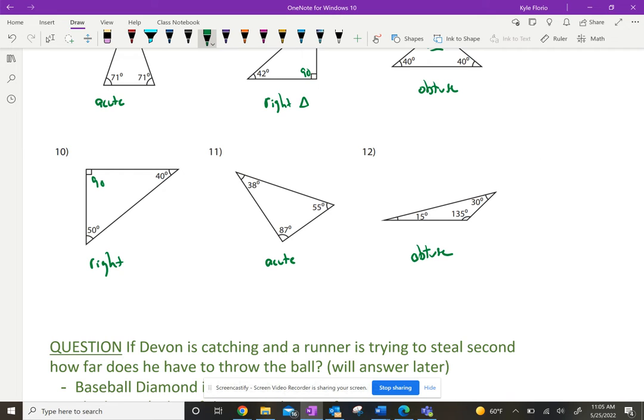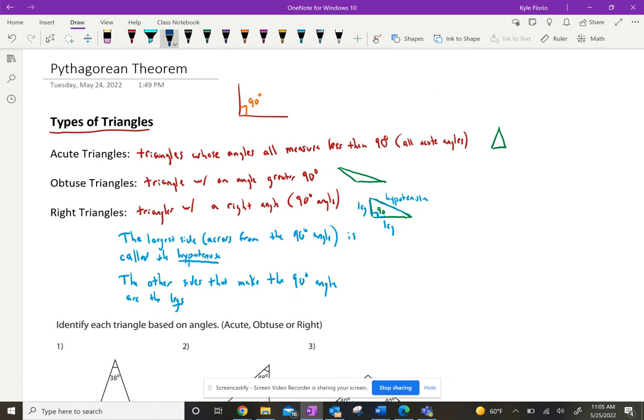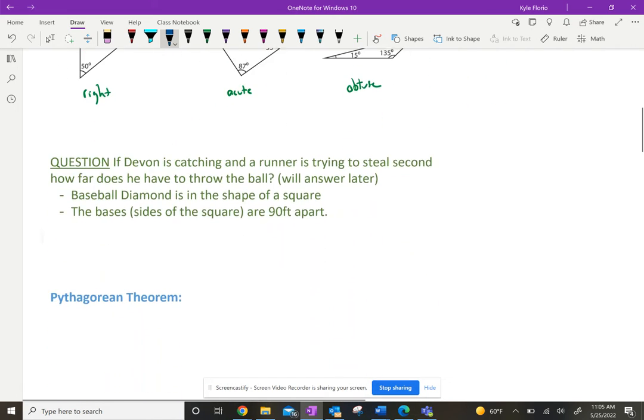Okay. The purpose of this is because of the Pythagorean theorem, which, again, you guys have probably heard before, the whole a squared plus b squared equals c squared thing. This only applies to right triangles, so we need to be able to identify which triangles are right triangles.